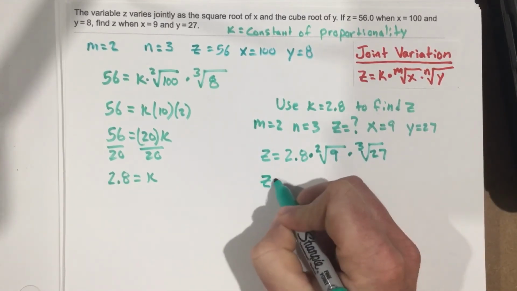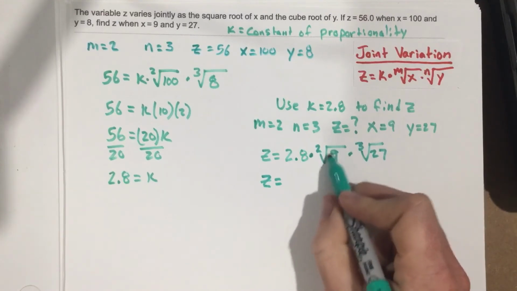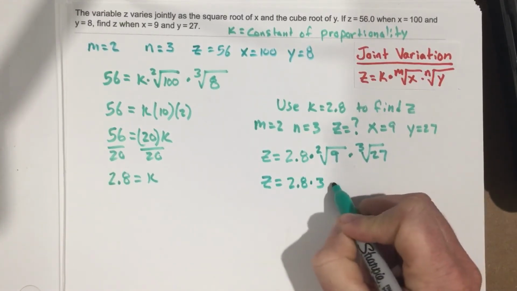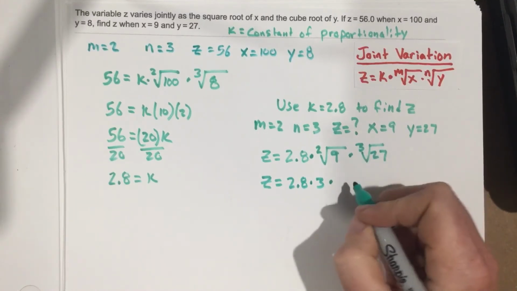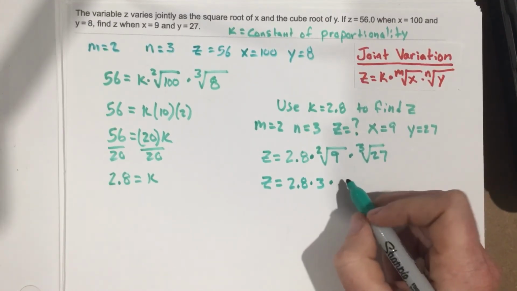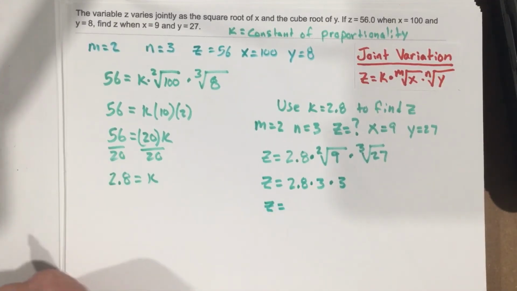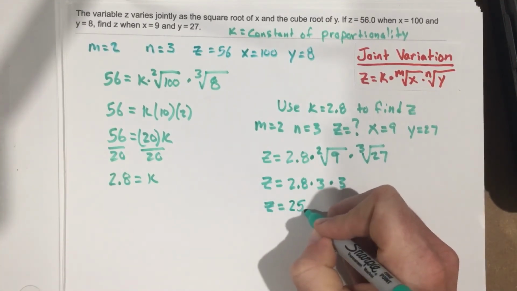So z is going to equal 2.8 times the square root of 9, which is 3, times the cube root of 27, which is 3 as well, since 3 times 3 times 3 is 27. So we end up with z equals 3 times 3 times 2.8, and 25.2 is what z is.